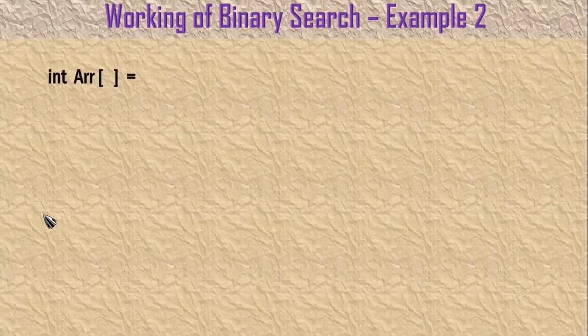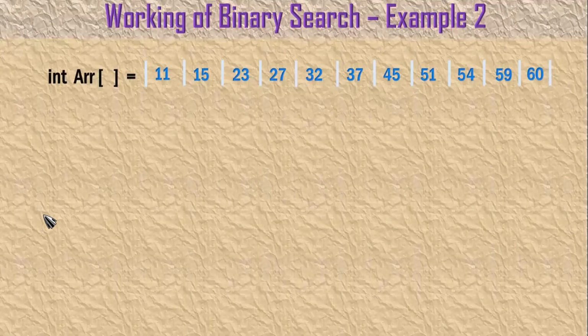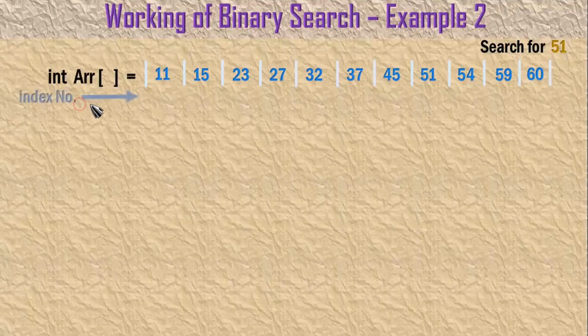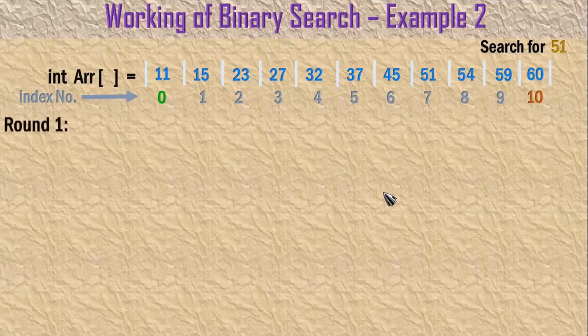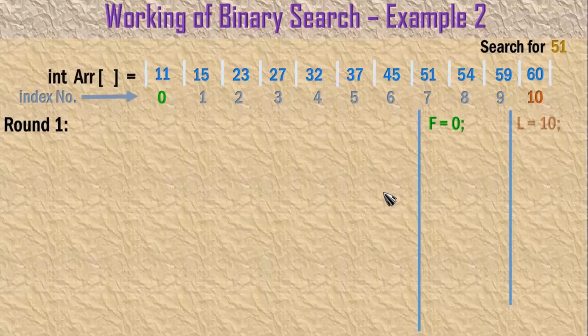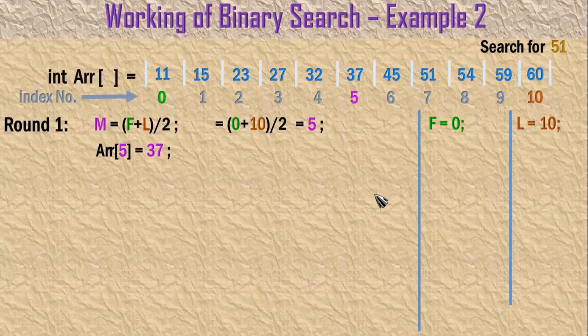I have a new array here after removing the last element of that previous array. So let us search for element 51. I have the index number from 0 to 10. So at round 1, the first index number will be 0 and the last index number will be 10. So middle element we find 0 plus 10 divided by 2, we get exact 5. At index number 5, I have 37.